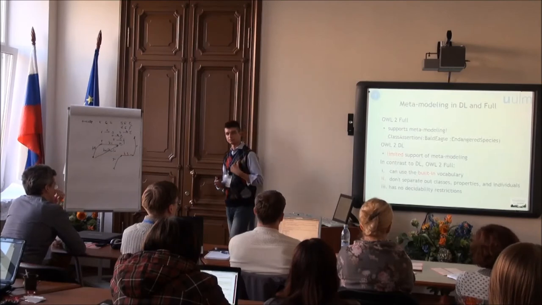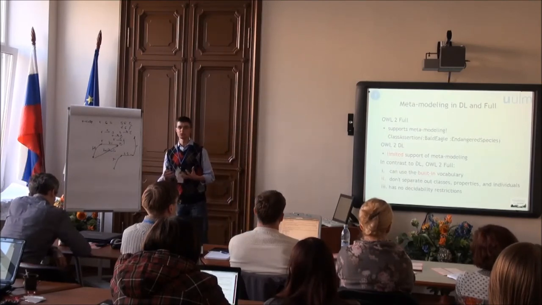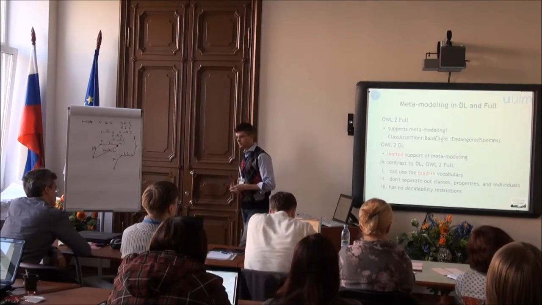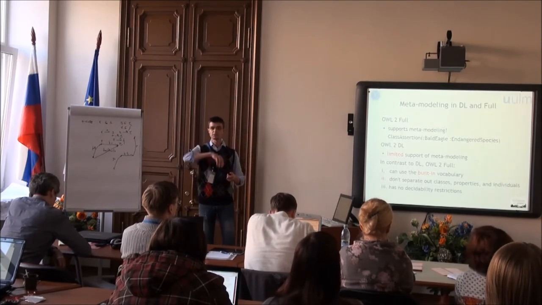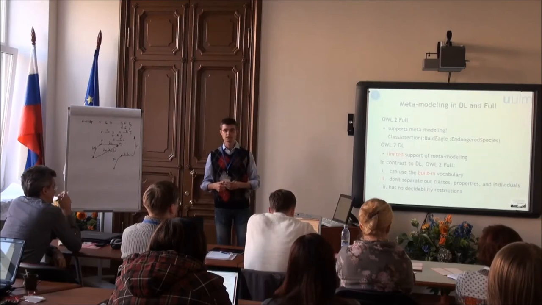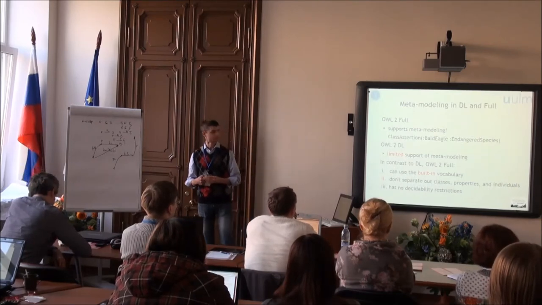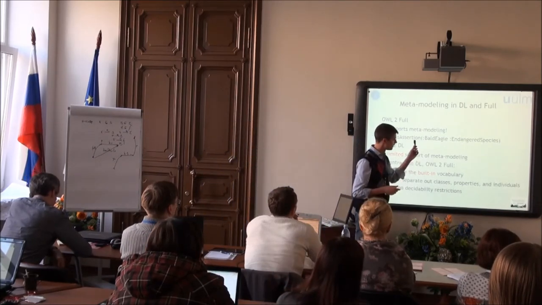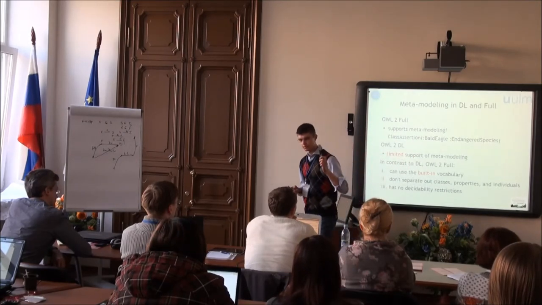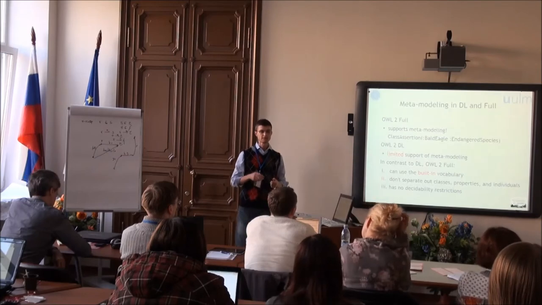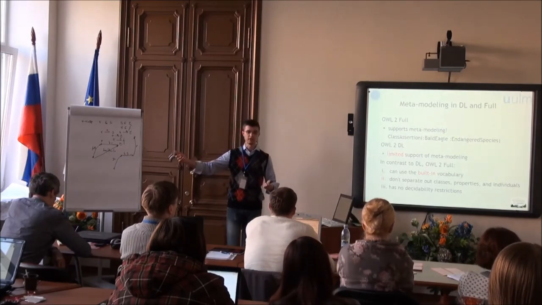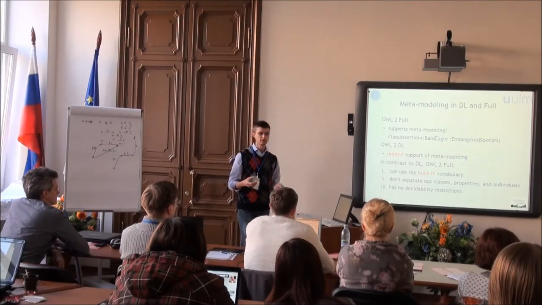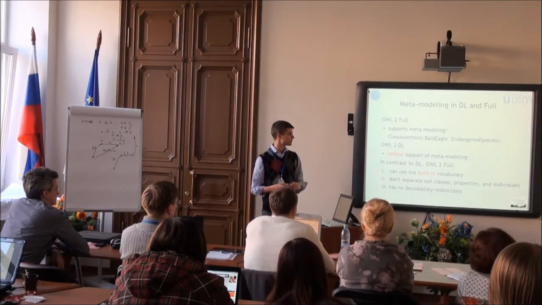Well, if OWL Full was what you have, then it's easy. You take the class assertions and you put bald eagle right in the subject position. It's a perfectly valid construct in OWL Full, no problem. But in OWL 2 DL, we know that you cannot make classes instances of anything. Something can be an instance of a class, but the class cannot be an instance of anything else, because it's first order. You cannot say that bald eagle is an instance of the class of endangered species.